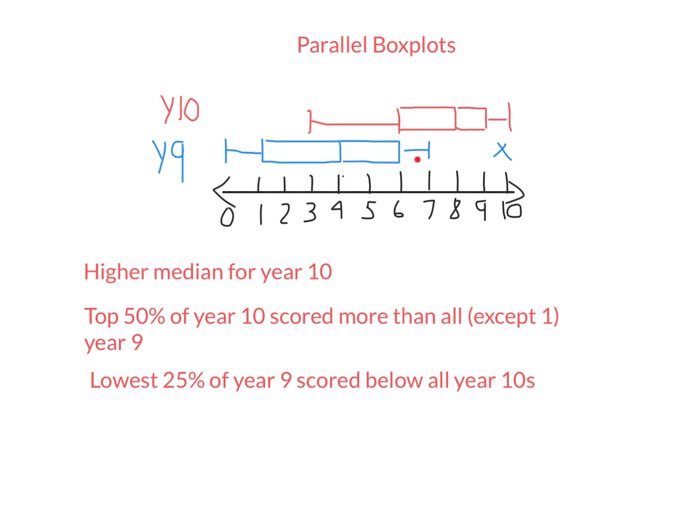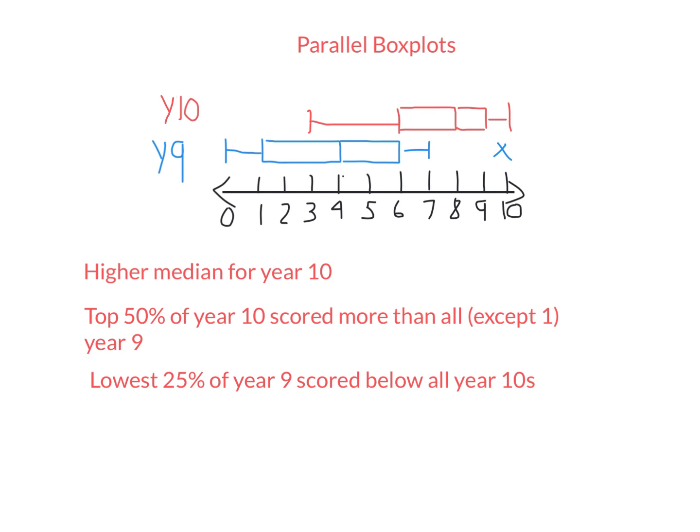Note, I drew the year 9 box plot like this because I wanted to make a point. Sometimes when you're drawing box plots, if there is an outlier, it will be marked with an X, and so this would be the second highest score. It doesn't really matter whether you put the outlier outside the box plot or you don't. Not that big a deal either way. So let's look at these 2 box plots and see what we can decipher about the data.